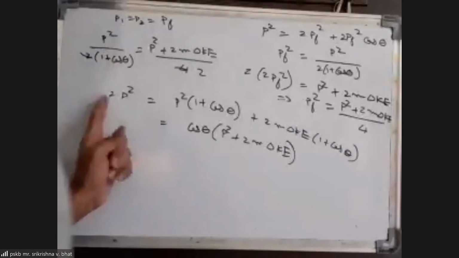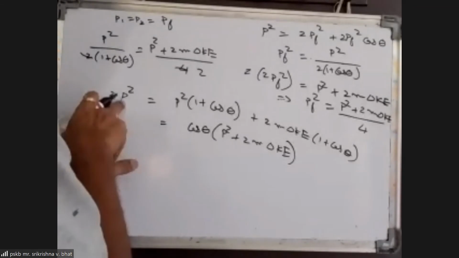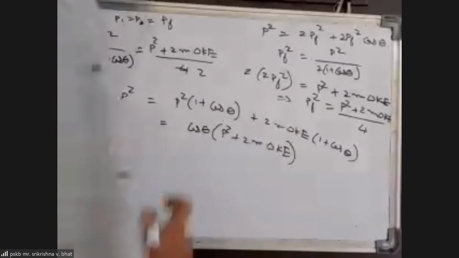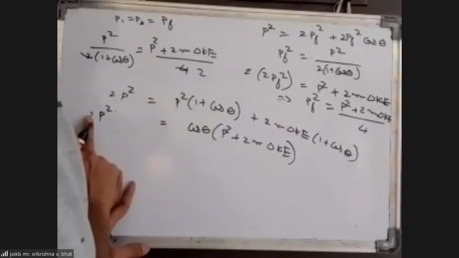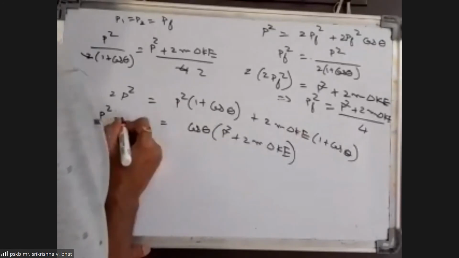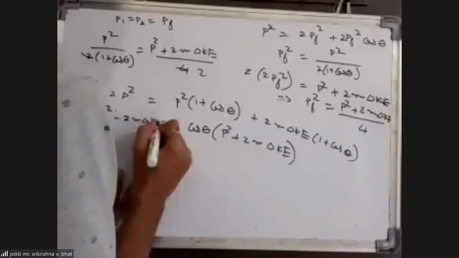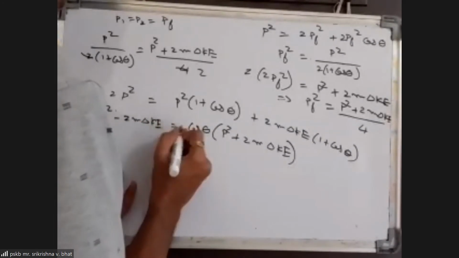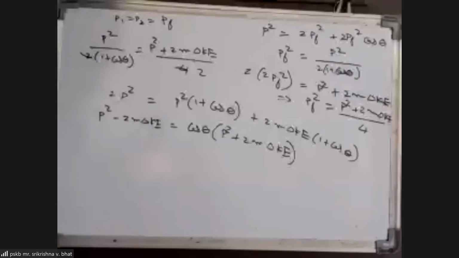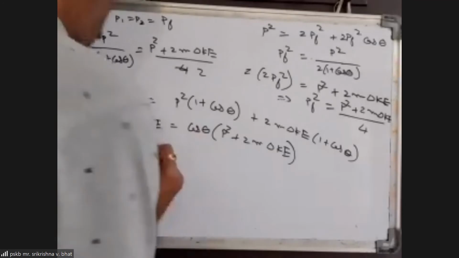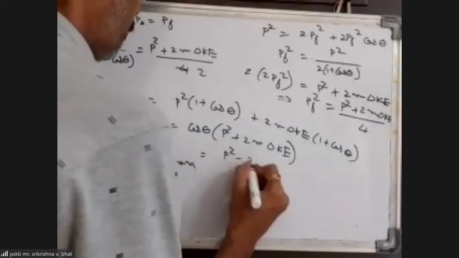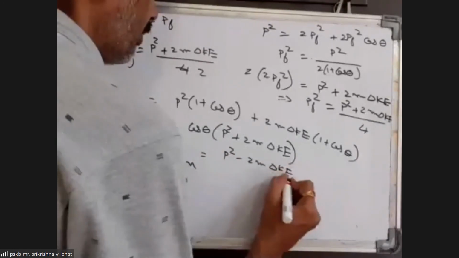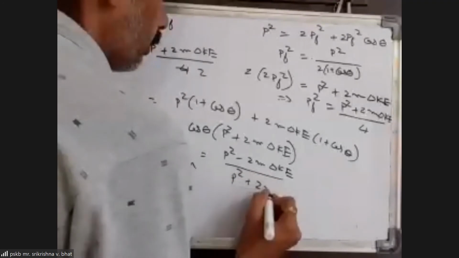That should be equal to, on the other hand, 2p square, and here we have 2p square, and 2p square minus p square becomes p square, so p square minus 2m delta k. So the equation becomes p square minus 2m delta k equal to cos theta into p square plus 2m delta k. So cos theta max comes out to be equal to p square minus 2m delta k by p square plus 2m delta k.